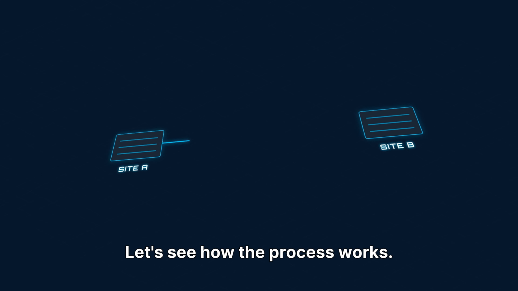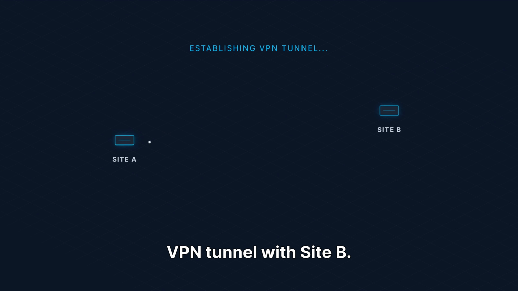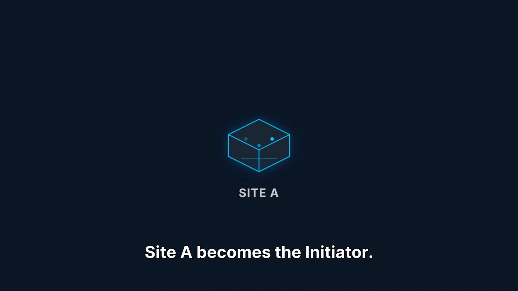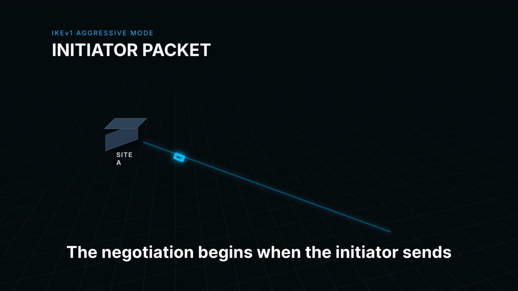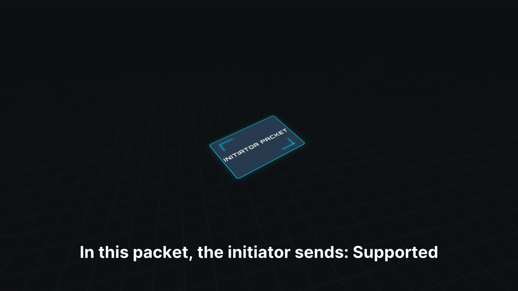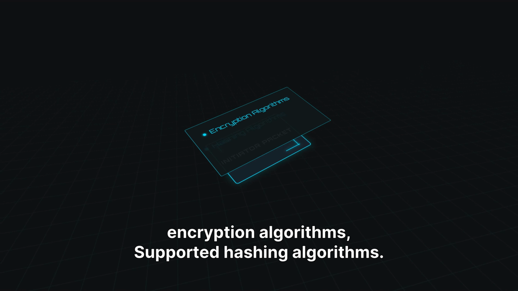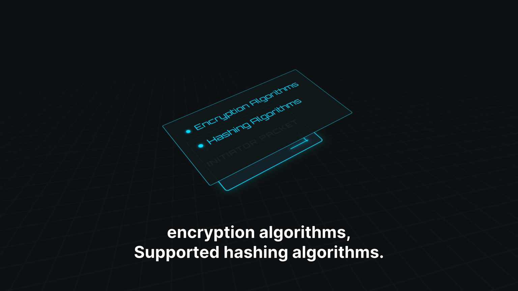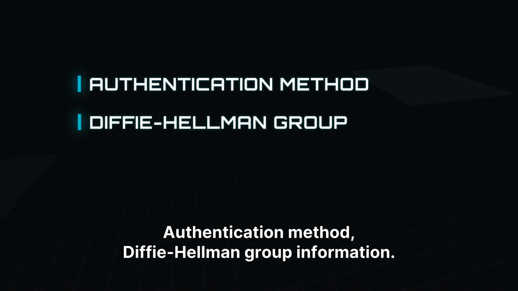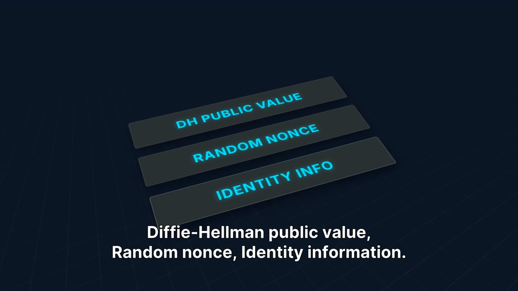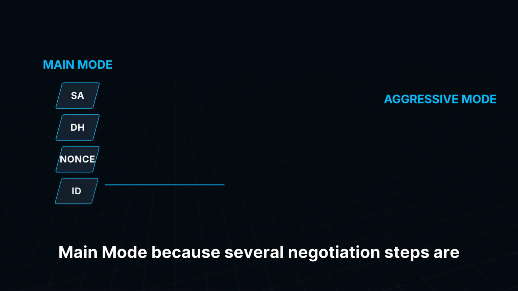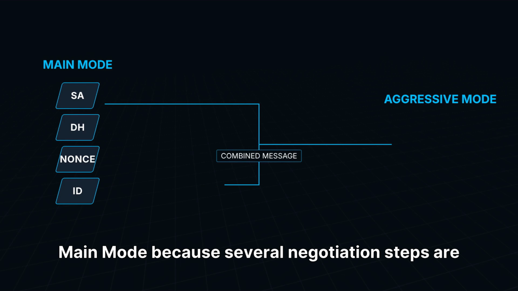Let's see how the process works. Assume Site A wants to establish a VPN tunnel with Site B. Site A becomes the initiator. Site B becomes the responder. The negotiation begins when the initiator sends the first packet. In this packet, the initiator sends supported encryption algorithms, supported hashing algorithms, authentication method, Diffie-Hellman group information, Diffie-Hellman public value, random nonce, and identity information. This is a significant difference compared to Main Mode because several negotiation steps are combined into a single message.